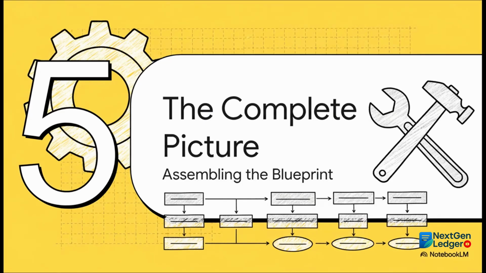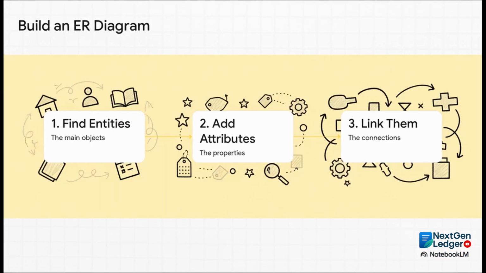Okay, we've got all of our pieces. We have entities, attributes, and relationships. It is finally time to assemble the complete picture and look at our final blueprint. And you know what? The process is refreshingly straightforward. It's basically a three-step dance.